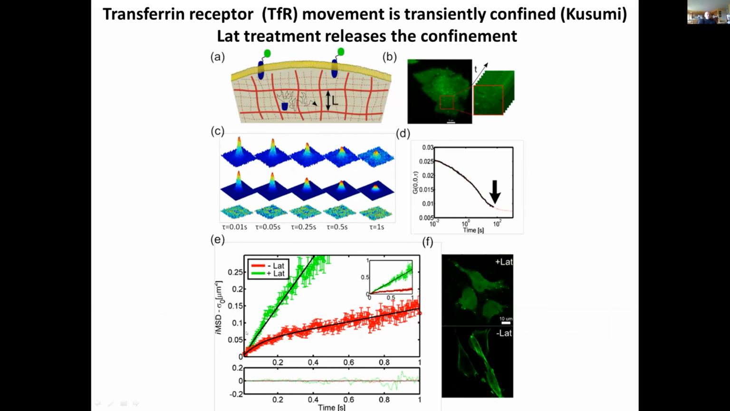In the absence of electron cooling, which is a molecule that will destroy the cytoskeleton, we will have this behavior, which means it's transiently confined, as we have seen before. But if we add electron cooling, then it becomes almost free motion. So that was very nice, and you can obtain essentially the same result that was obtained years before by Kusumi.